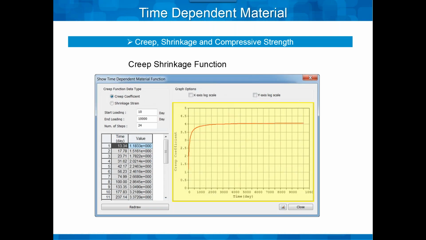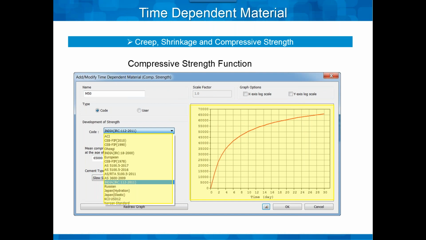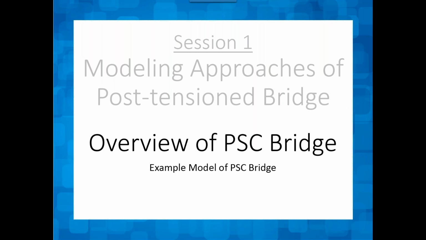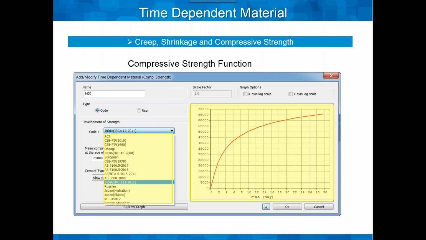And this is where we can check the profile of our creep coefficients and shrinkage strain. Similarly, the compressive strength function can be generated very easily by simply inputting the data as per the European standard. So this is how we can incorporate the effect of creep, shrinkage, and compressive strength changing with time.